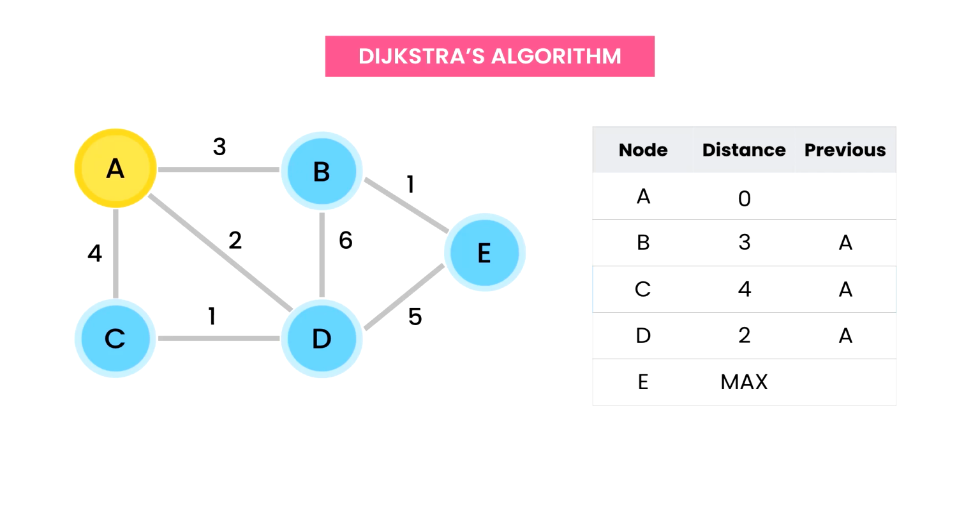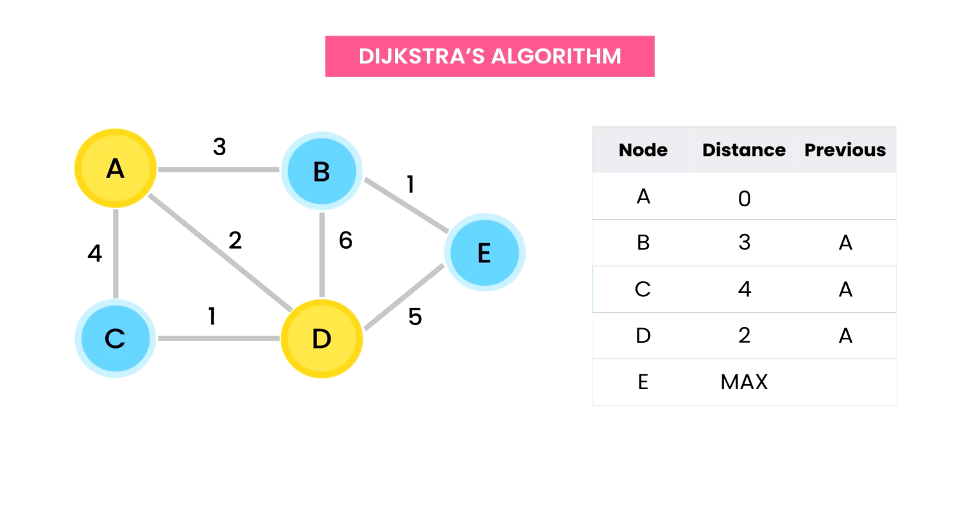We're done visiting A. Now we look at the neighbors of A and pick the one with the shortest known distance. Out of these three, D is the closest, so we're going to visit it next. Now we repeat these steps. We look at the unvisited neighbors of the current node and calculate the shortest distance from the start node to each of them. If we find a shorter path, we'll update our table.